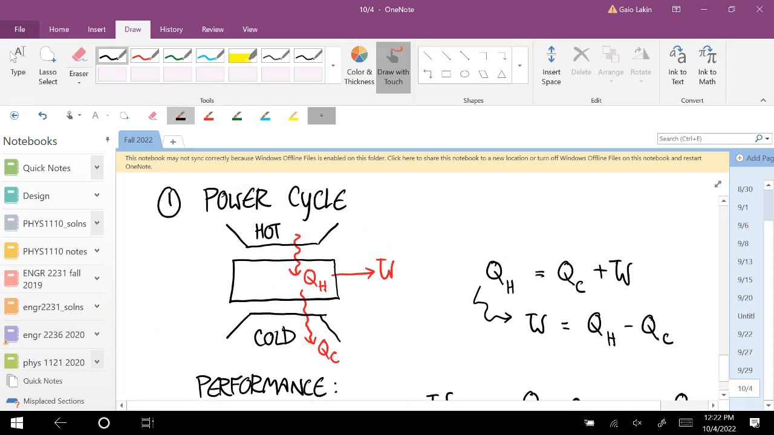So that diagram is something that you're going to want to be able to reproduce from memory. You're going to want to understand the signs of these things so that you can put together this equality that QH is equal to the sum of those other two.